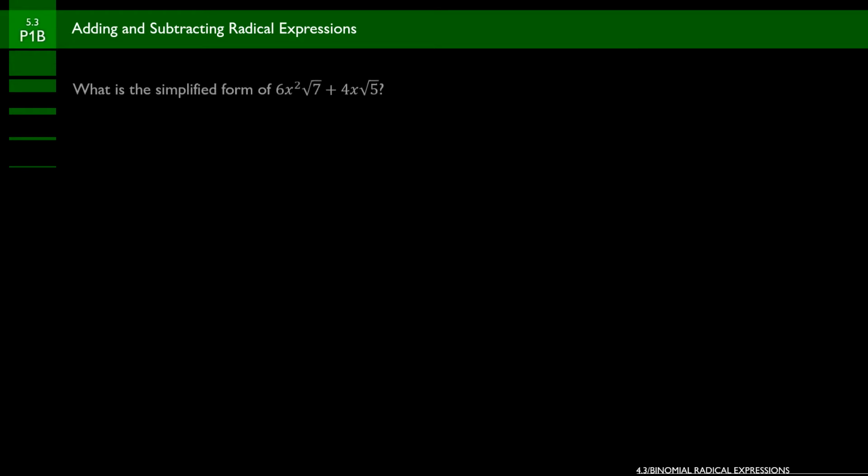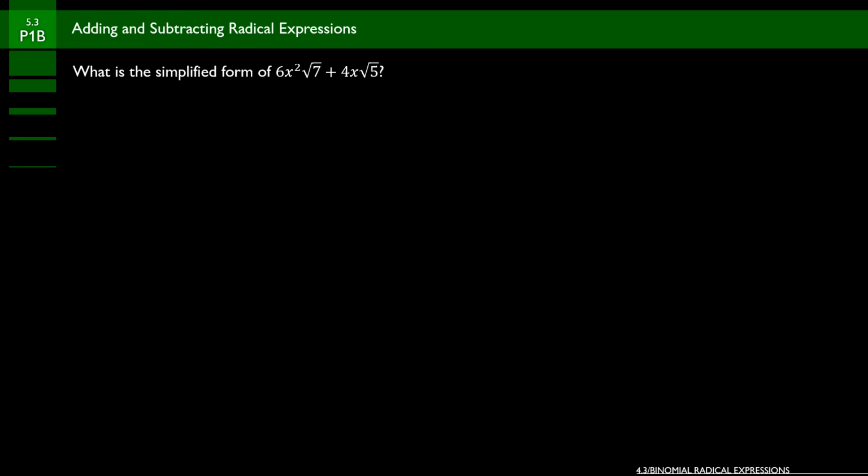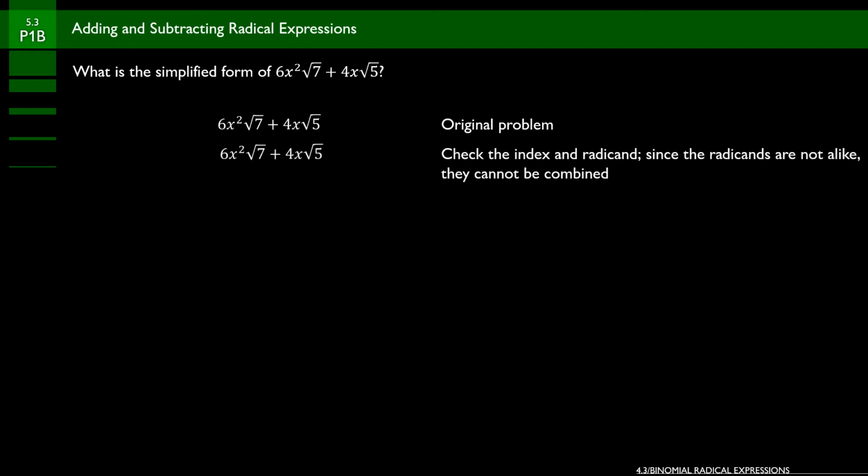In problem 1b, we're given what is the simplified form of 6x squared square root of 7 plus 4x square root of 5. So when we check this, we look and see that we've got a square root and we've got a square root, so we're good there. But the radicand on the first one is 7 and the radicand on the second one is 5. So there's absolutely nothing we can do with this. So the correct solution is just to rewrite the original problem. 6x squared square root of 7 plus 4x square root of 5.